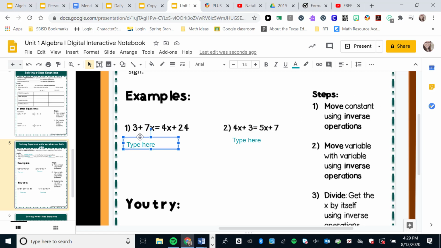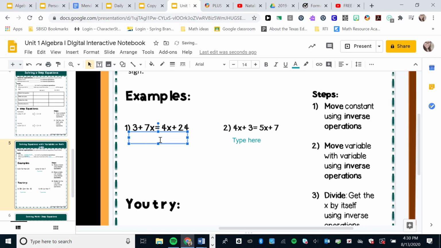A constant is a number without the variable. I like to just move my constants to the right. You don't have to. If you get really good at this and you notice that it's easier if you move the constant to the left, that's fine. But if you're just starting off and you're like, I really don't understand it, start with your left side. So here we're looking on the left side of the equal sign. We're going to look for the number without a variable. So that is 3. So I'm going to use inverse operation.